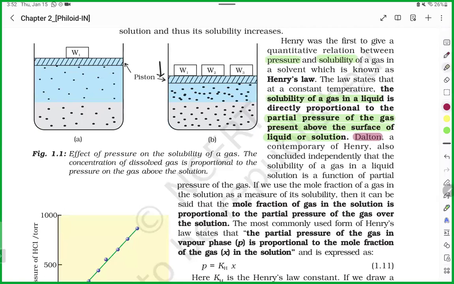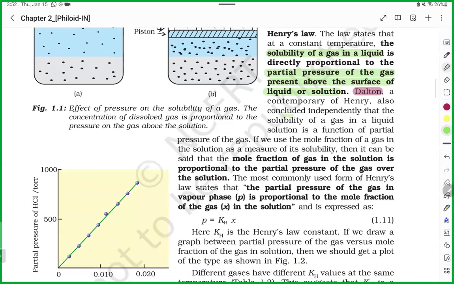Second, Dalton at the same time explained that the solubility of a gas depends upon the pressure of the gas. If you increase pressure, solubility will be more. Correct? Related to the same pressure or solubility, you can use the term mole fraction. If you are talking about mole fraction, basically you are talking about solubility. More mole fraction means more solubility. The mole fraction of a gas is directly proportional to the partial pressure of the gas over the solution. It means if you increase pressure, more gas will dissolve in solution, and more gas dissolved means solubility will be more.